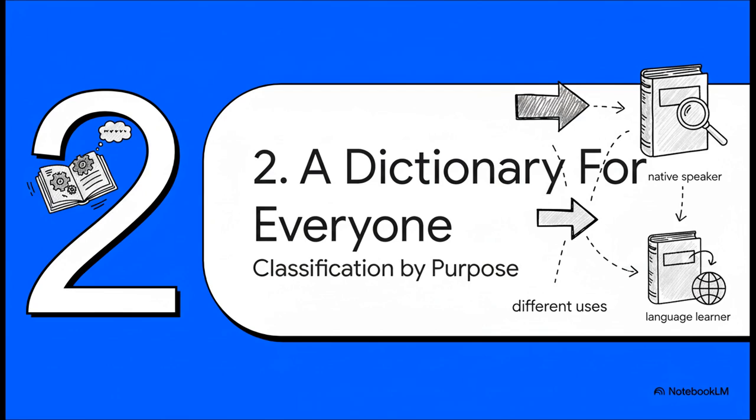Okay, on to our second section. It is so important to get this. Not all dictionaries are made the same. They're not a one-size-fits-all deal. They are tools, and they're designed for very specific users and specific jobs. So let's look at how they're classified by their purpose and, well, just how big they are.